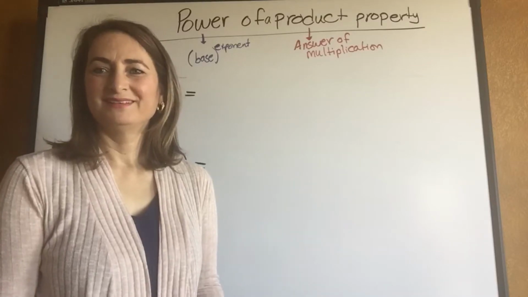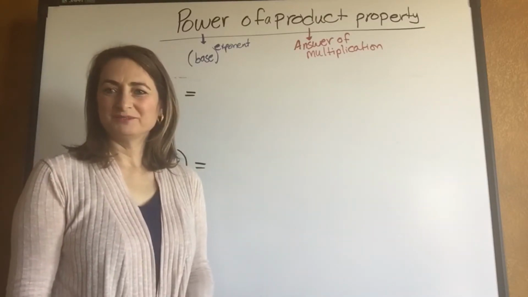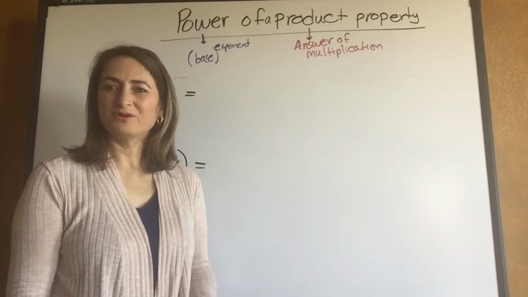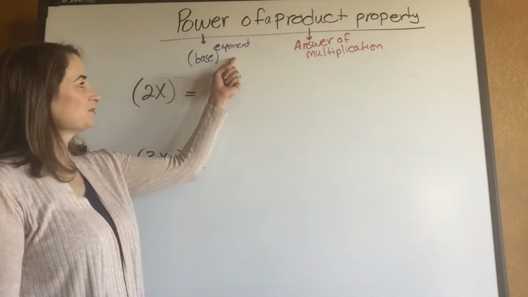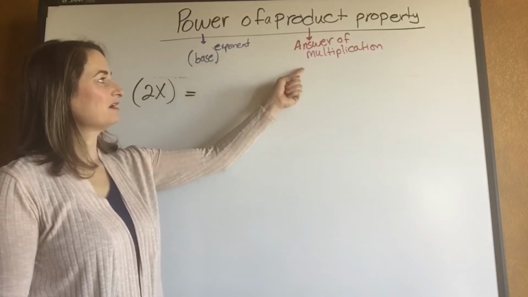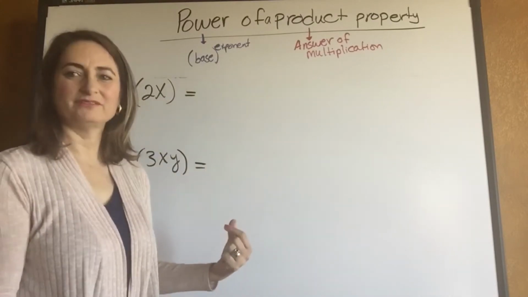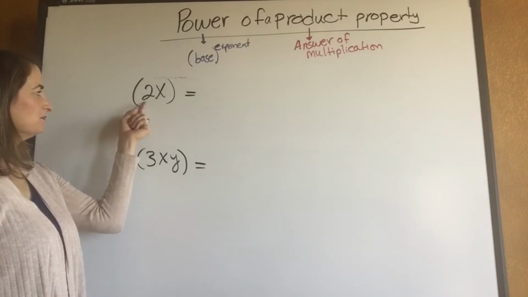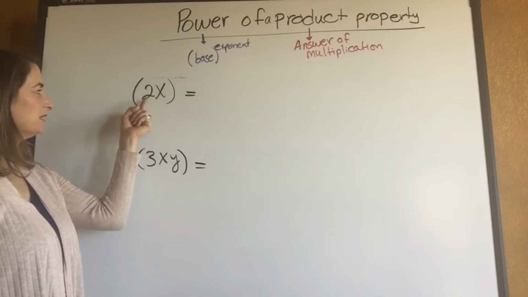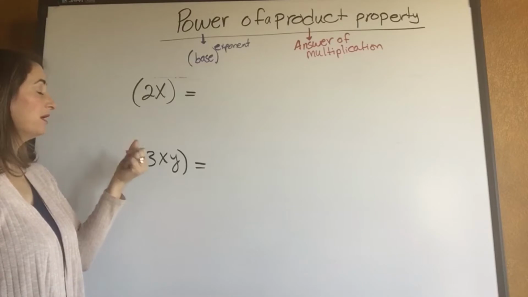Hi everyone. This is the last rule of multiplying powers and it's called power of a product. Power means base and exponent. Product is the answer of multiplication. But look at the difference now. You have two factors inside the parentheses, 2 times x. So you are multiplying 2 times x and trying to find the product.